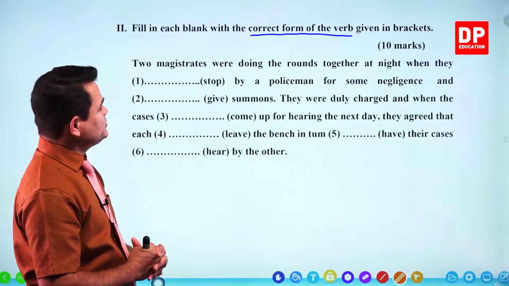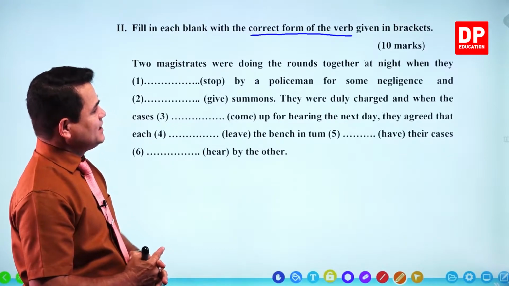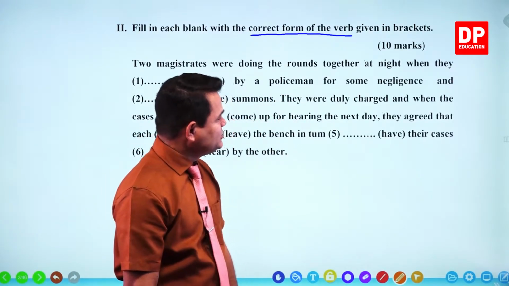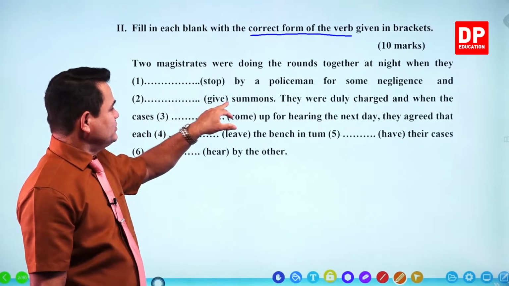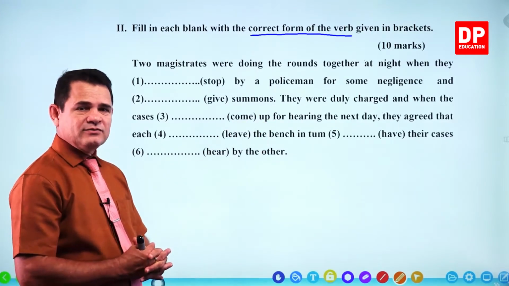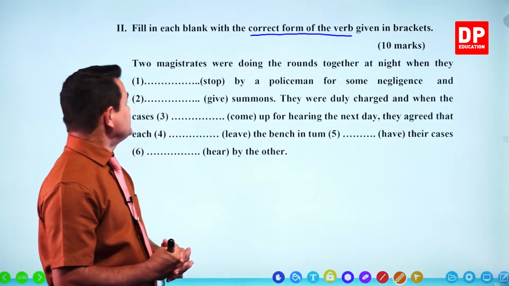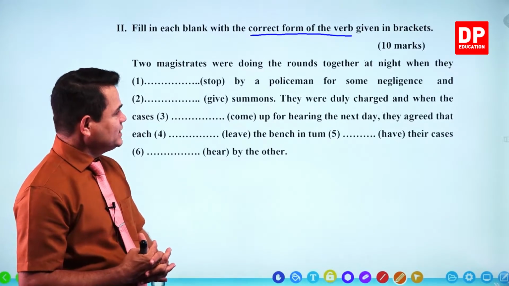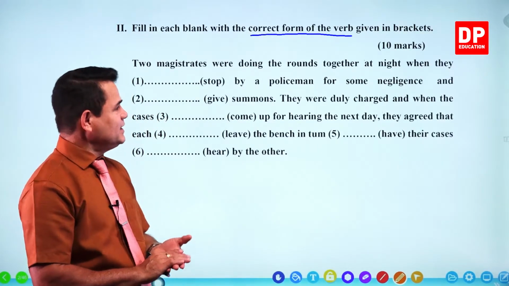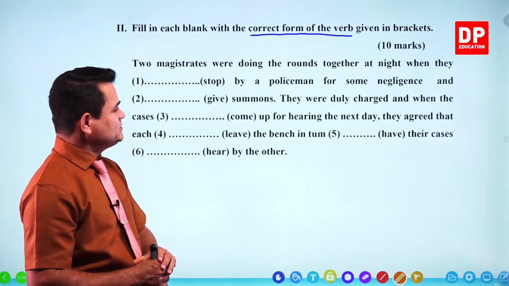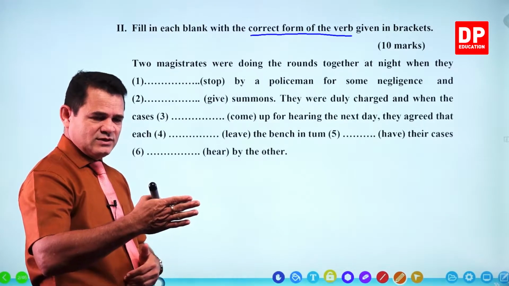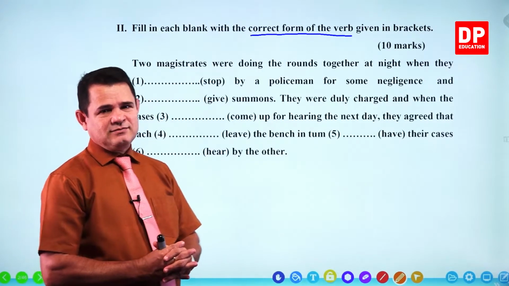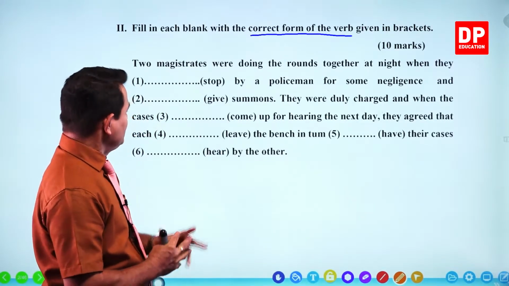Two magistrates were doing the rounds together at night when they blank within brackets stopped by a policeman for some negligence and blank give summons. So that is, up to that point, one sentence. That means two magistrates were doing rounds together. They were going on a trip at night, on a short journey together, when they were stopped by a policeman. For some negligence, some mistake they made, it could be a fault, right? For some negligence and blank summons.